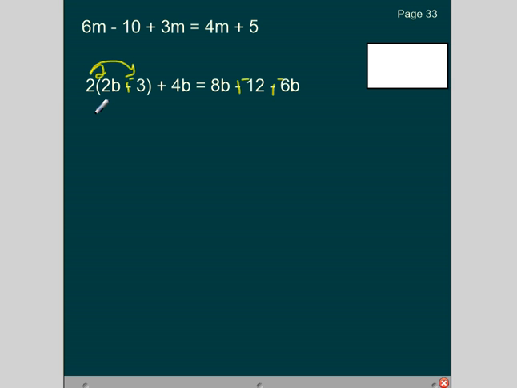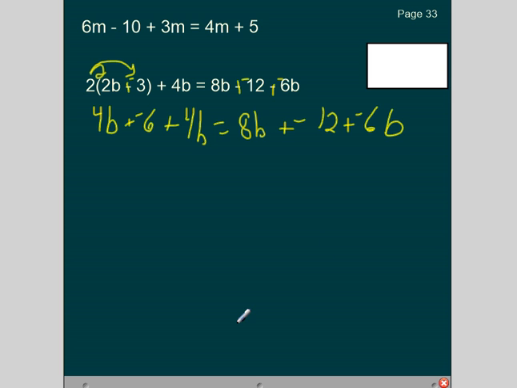So I'm going to do 2 times 2 is 4, so that's 4b, plus 2 times negative 3 is negative 6, plus 4b equals 8b, plus negative 12, no parentheses to get rid of over on this side, plus negative 6b. I'm then going to combine like terms. 4b plus 4b is 8b. Remember, when I combine like terms, I can't cross the equal sign. And I have plus negative 6 equals 8b plus negative 6b.